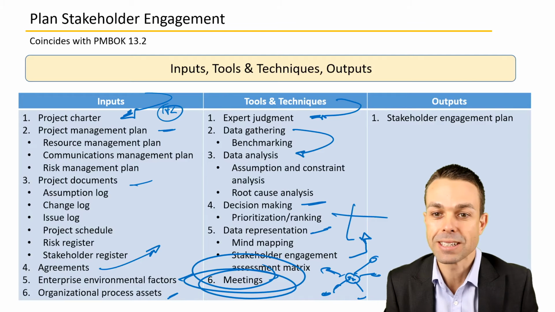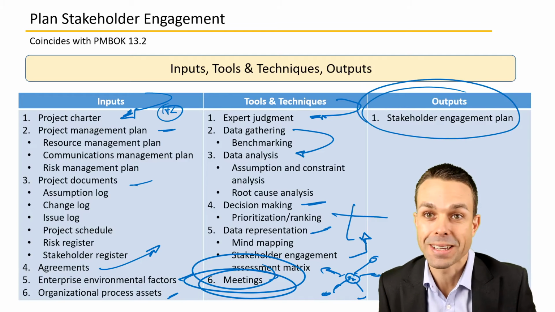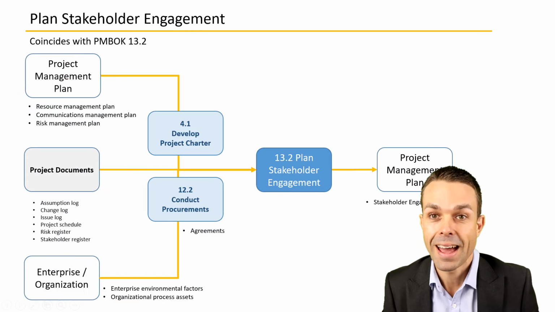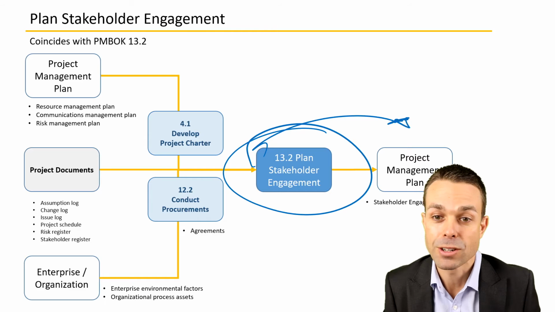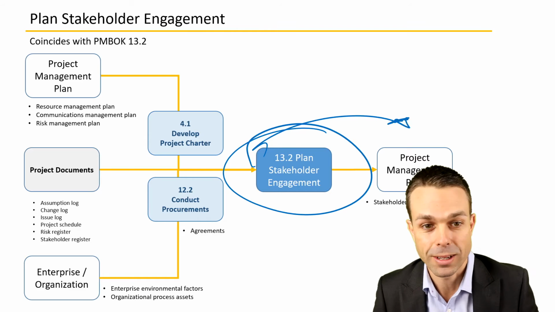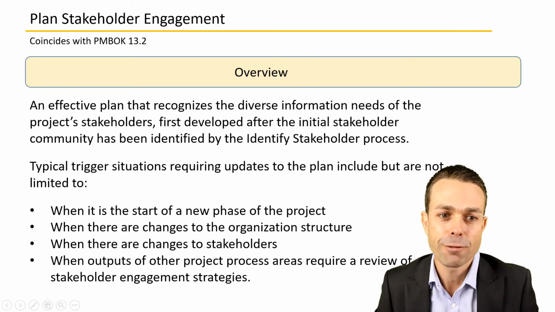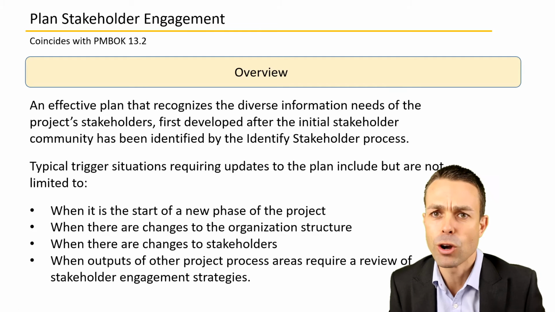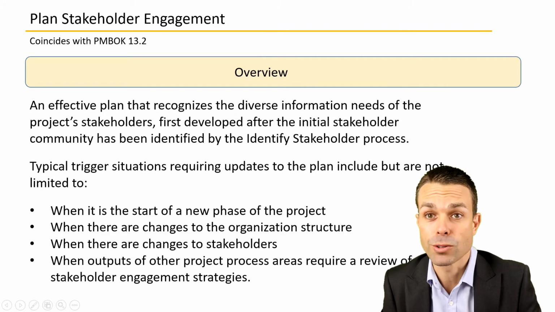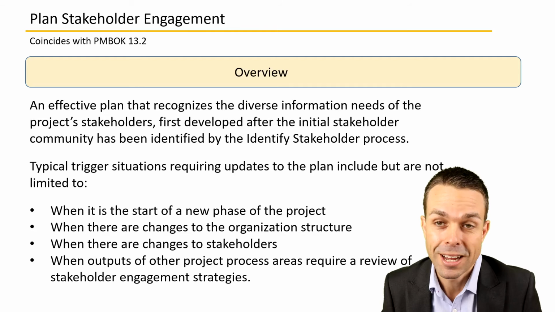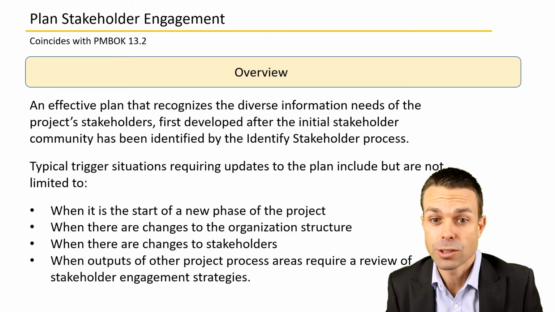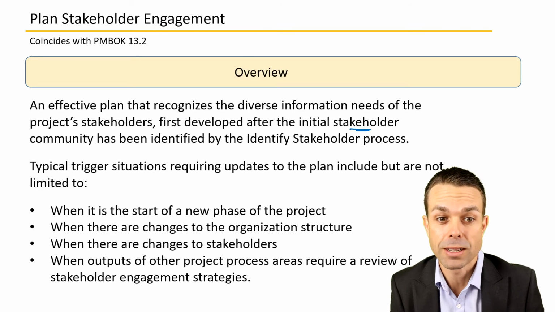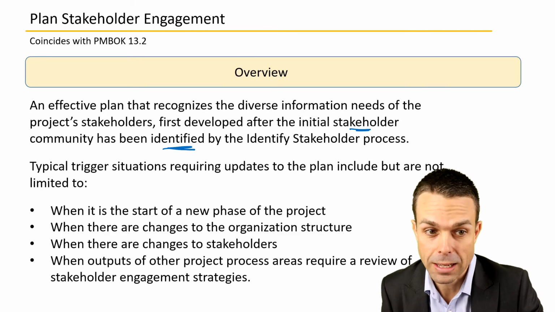The output that we'll see is the stakeholder engagement plan itself. And as you can see, planning stakeholder engagement really has that input back into the project management plan and that stakeholder engagement plan, of course. So an effective plan that recognizes diverse information needs of our stakeholders. Everyone is different and people will react differently, and we need to be aware of that as the project manager. So that's first developed after the initial stakeholder community has been identified right at the very beginning.